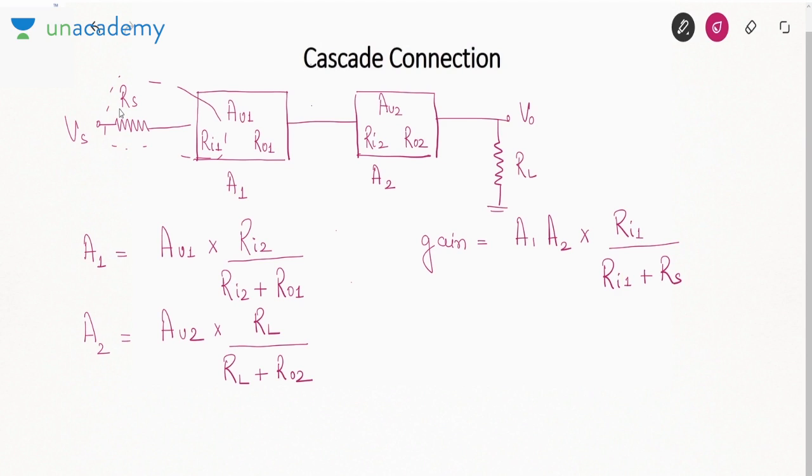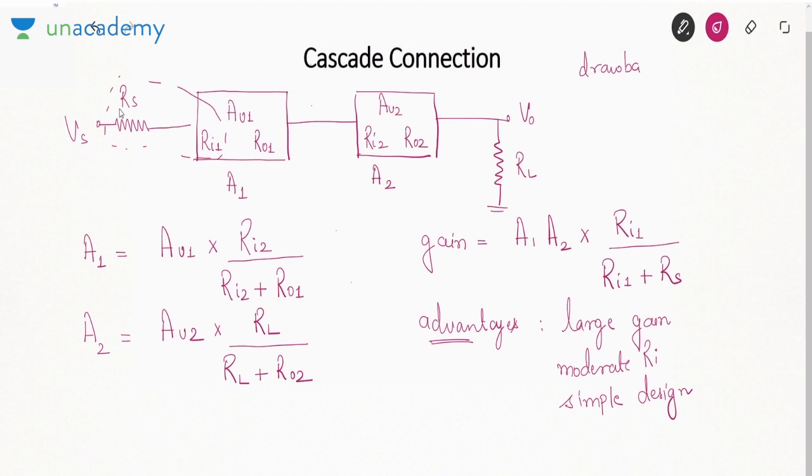Is it fine? So what are the advantages of this cascade connection? Advantages is large gain, because the gain is being multiplied. Moderate input resistance, it is not very high but moderate. And the design is very simple. We have to take multiple common emitter amplifiers and then connect output of first one as an input of the second one. What about drawbacks? What about drawbacks of the common emitter amplifier?